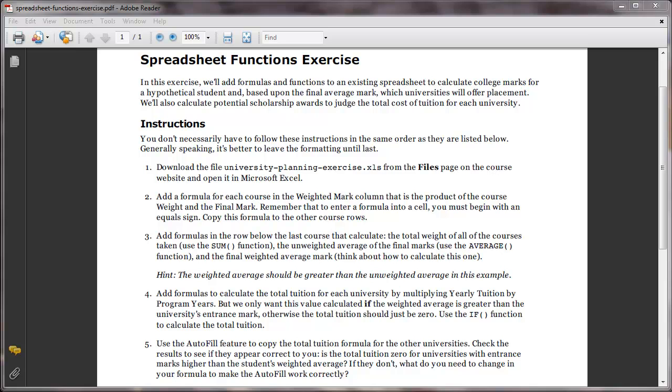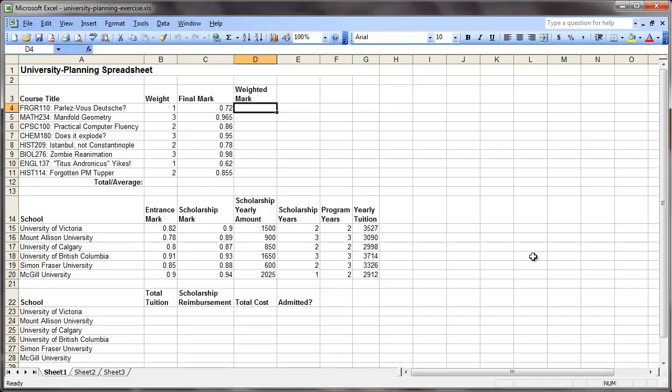For this exercise, we're going to use functions, which are prepackaged formulas that Excel supplies and that you can also download extra ones. We're going to use them to calculate which university is our best choice given our marks in certain courses, say where we've done some pre-university studies. This is all completely artificial.